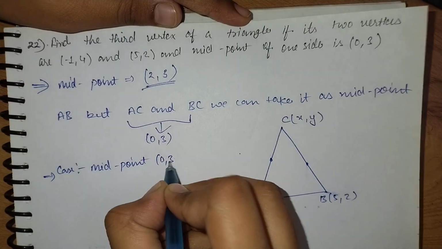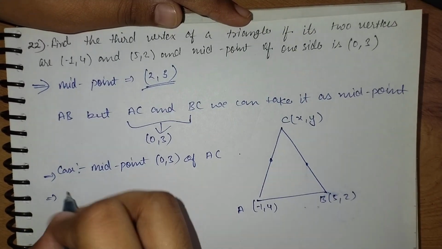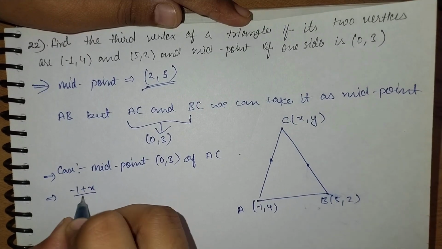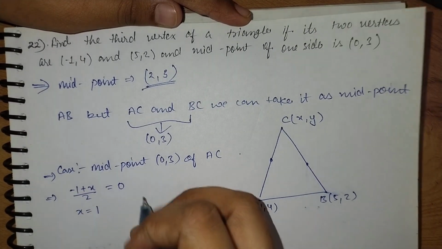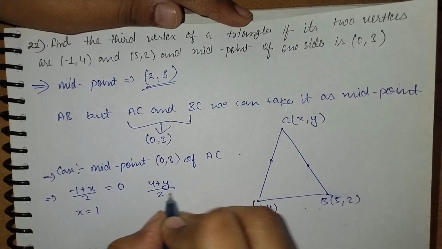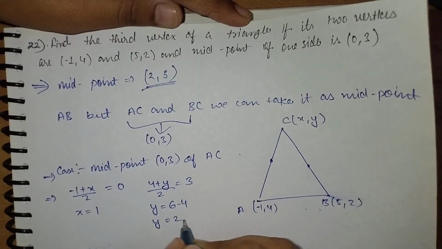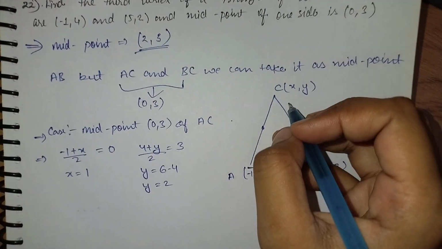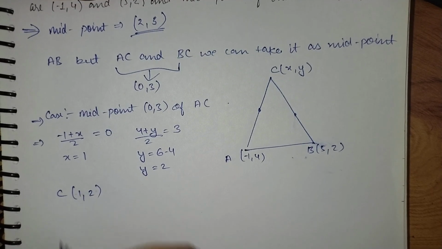If we take midpoint 0 comma 3 of AC, then simply it will be minus 1 plus x upon 2 equal to 0. So x will be 1. And if we take 4 plus y upon 2 equal to 3, y equals 6 minus 4, which means 2. Hence, from there we are getting the coordinate 1 comma 2.